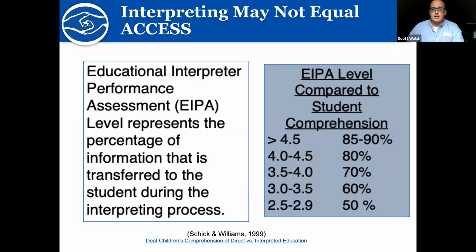Equitable access is not easy to achieve. According to Schick and Williams, the statistics on the slide represent the level of students' comprehension when an interpreter performs at varied levels according to the Educational Interpreter Performance Assessment. The big takeaway from this is that even at the highest level of performance on the EIPA, students are still likely missing as much as 10% of the content. I'm going to give you just a second to look at the slide before we move on.